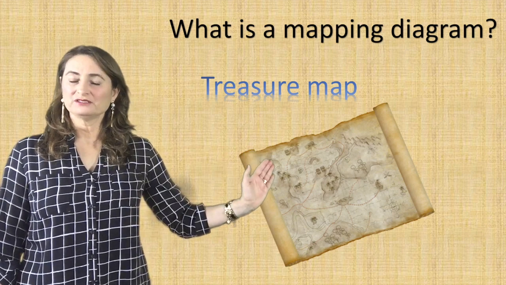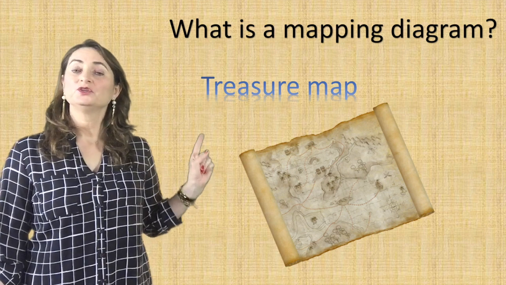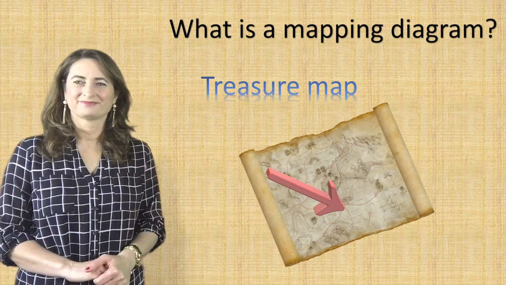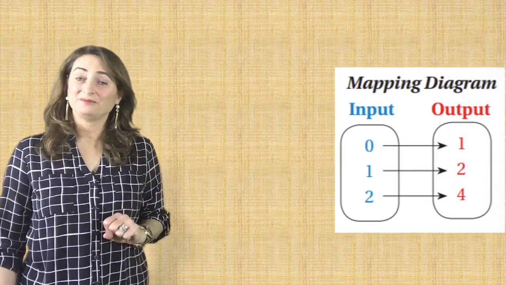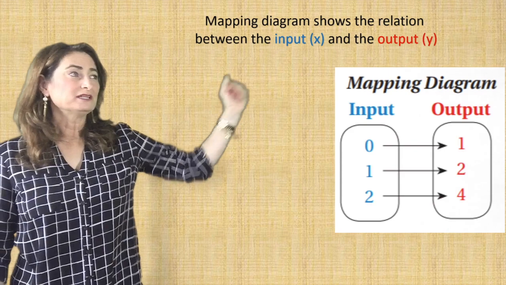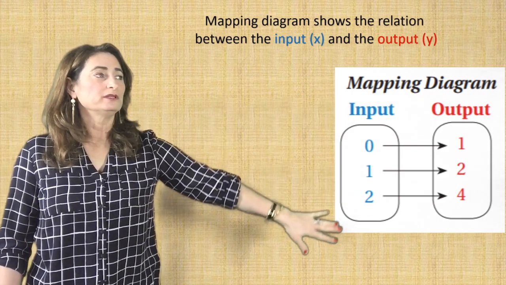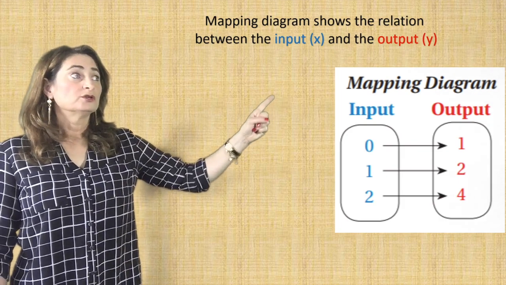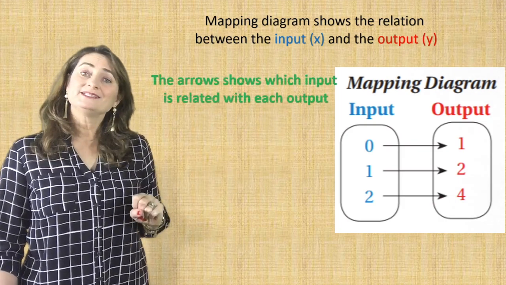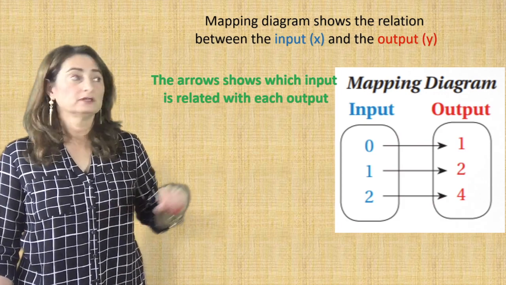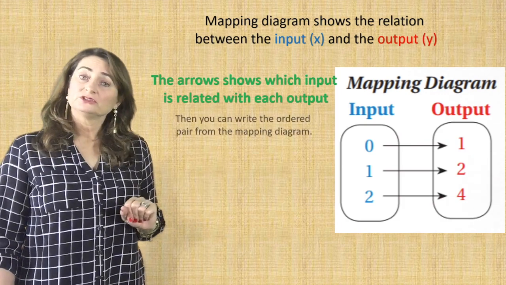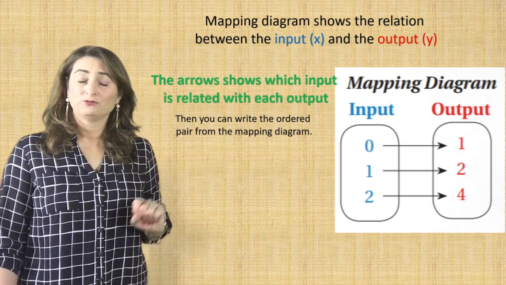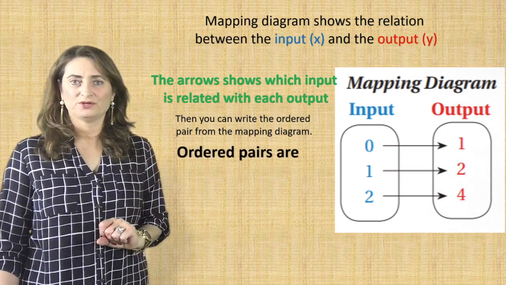The map shows direction to get from one place to another using arrows. And that's how the mapping diagram works. This is how a mapping diagram looks. Watch how the mapping diagram shows the relation between the input X and the output Y. The arrows show which input is related with which output. Then you can write the ordered pair from the mapping diagram with X and Y, where X is the input and Y is the output.